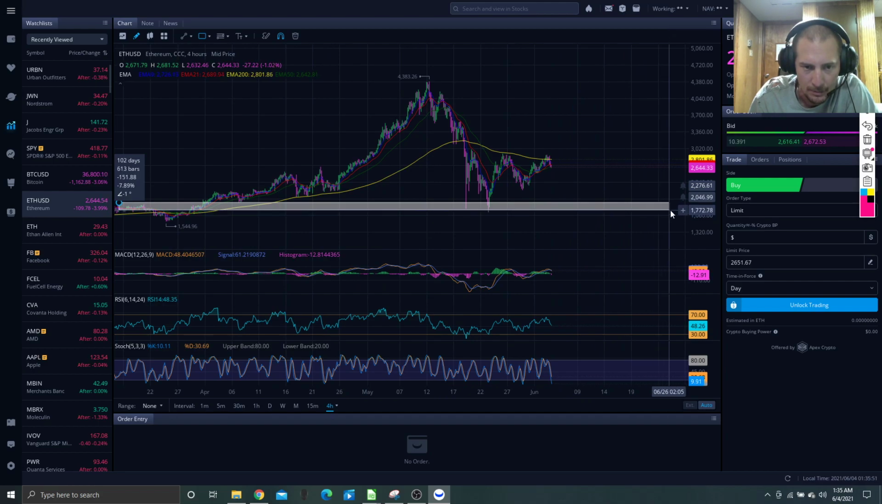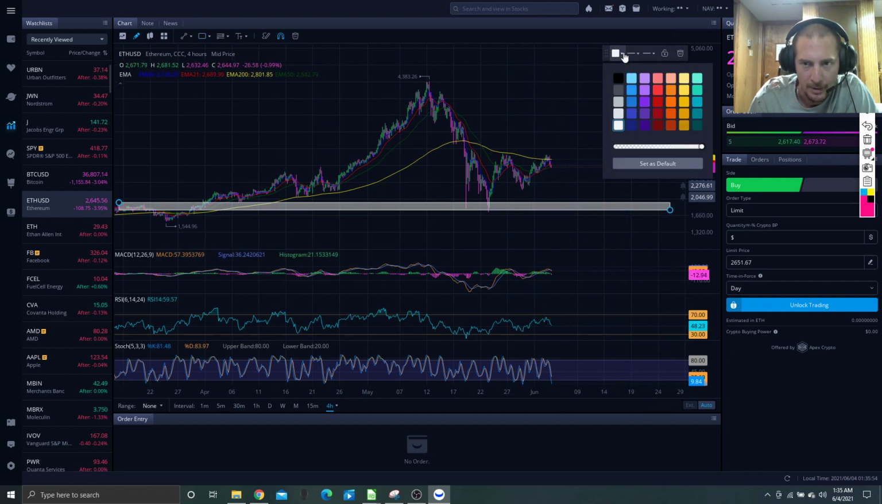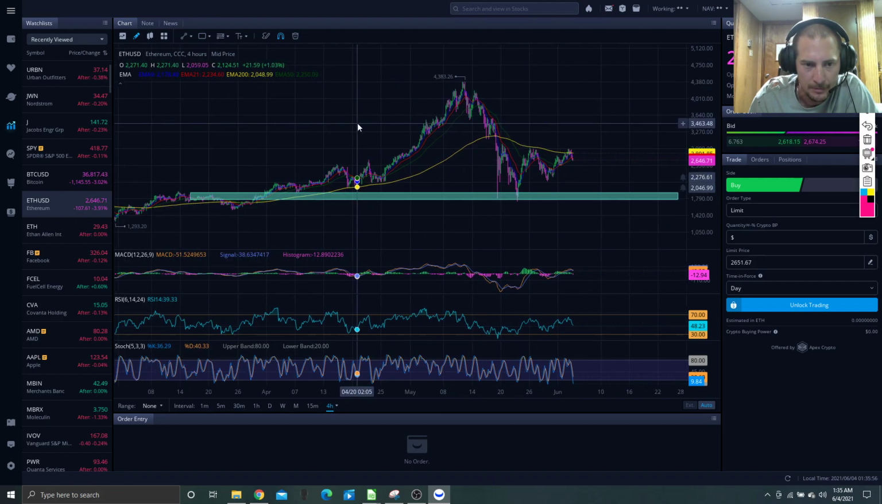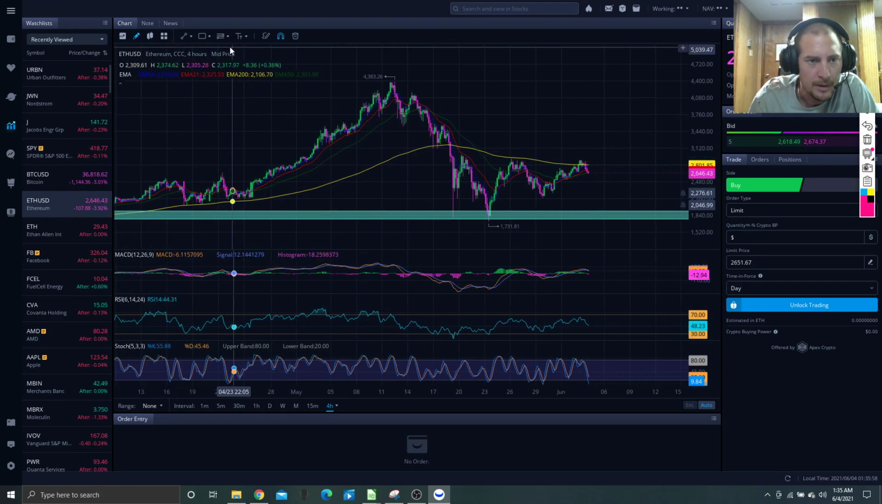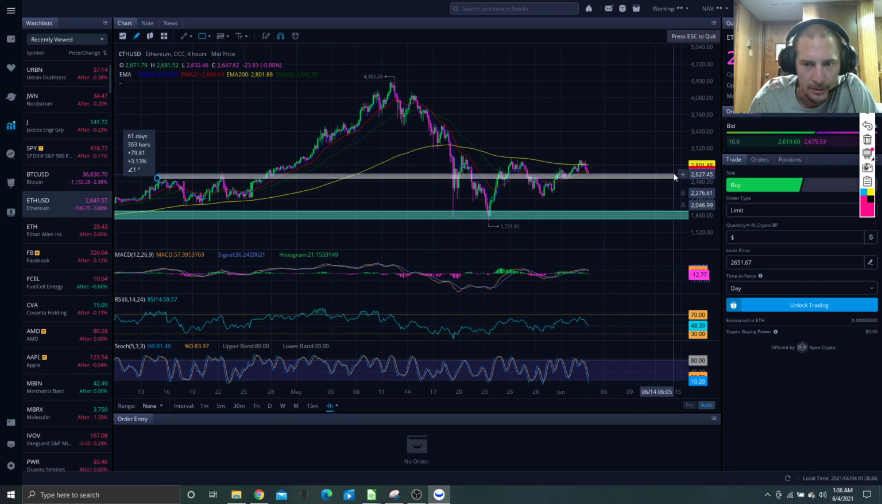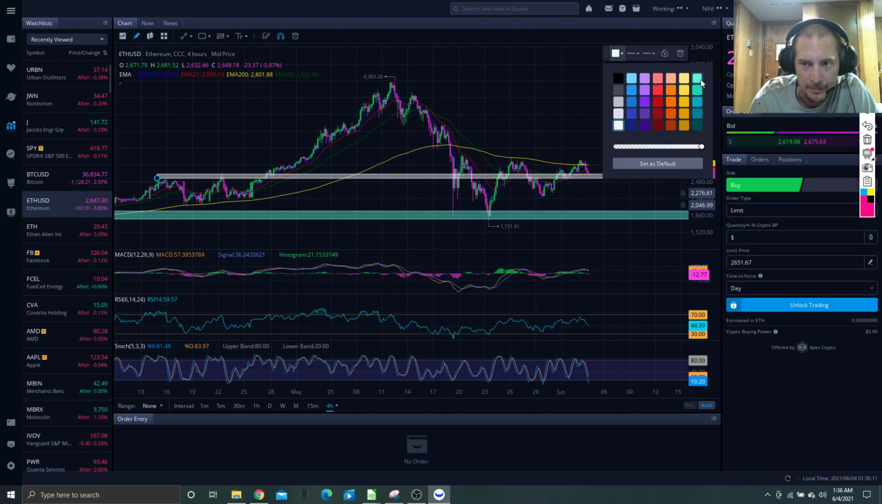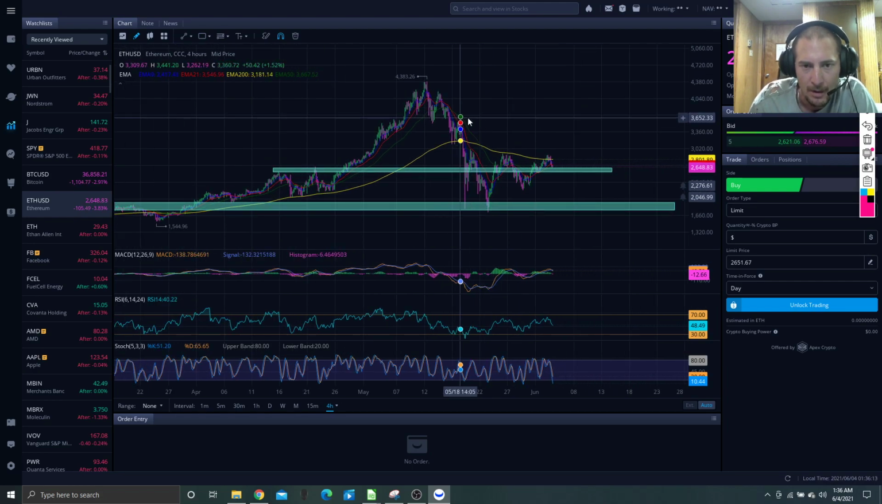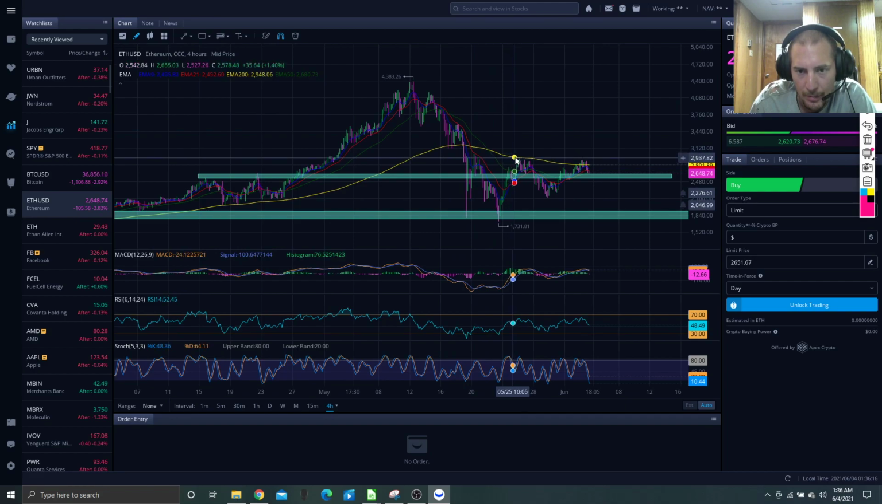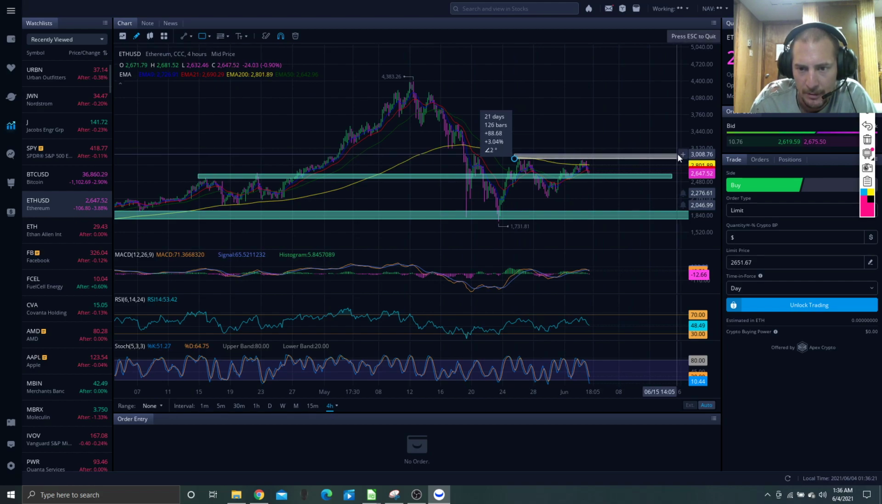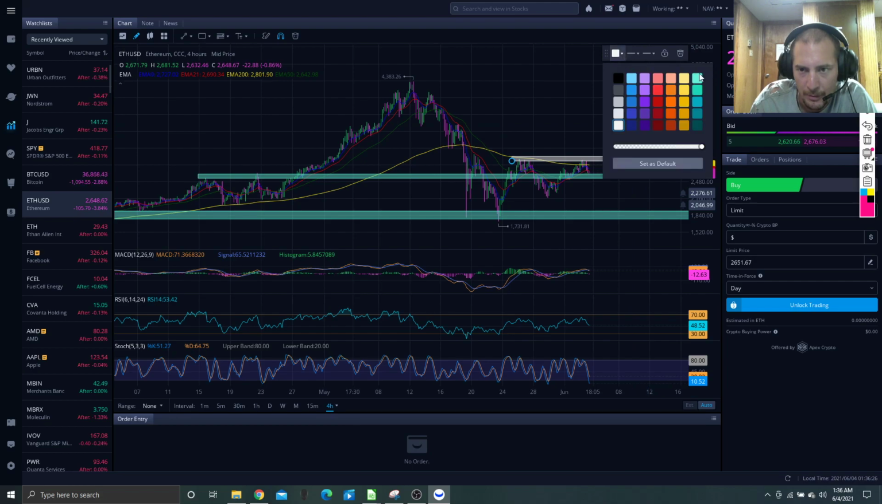There's one. And I'm going to color that support zone green. And then here, that's another one, which is currently functioning as support. So we'll color that one green as well. And this looks like a more recent one here. Price is rejected there twice. And we're going to color that one red.